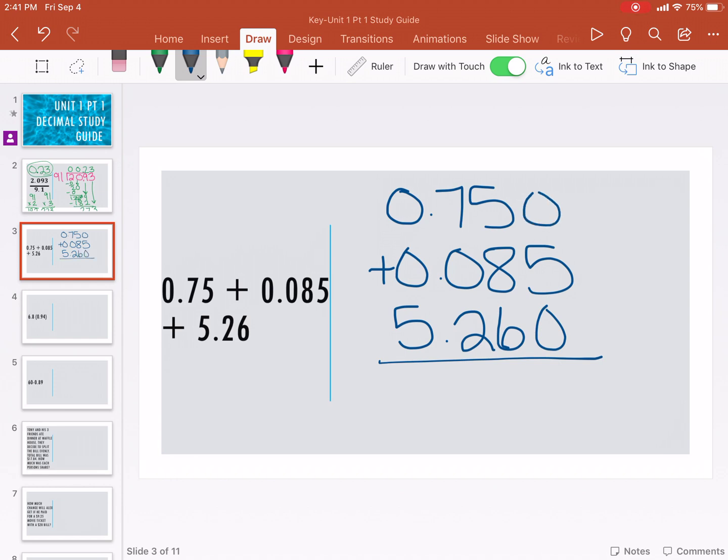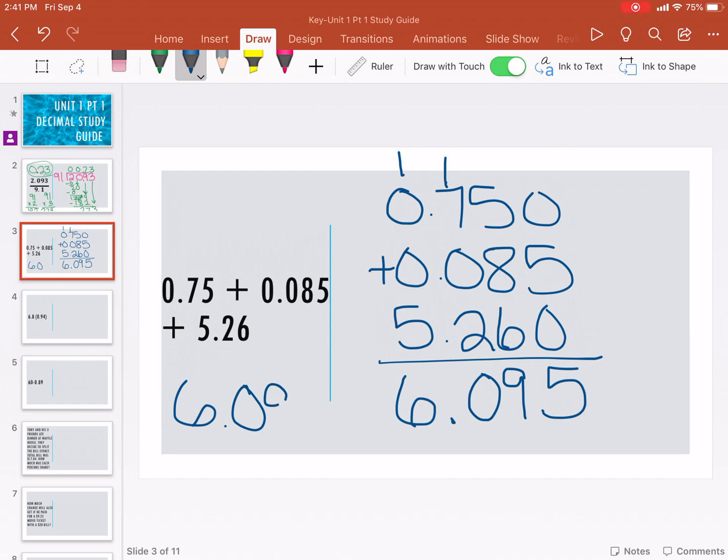Okay, 0 plus 5 plus 0 is 5. 5 plus 6 is 11, plus 8 is 19. 7 plus 1 is 8, plus 2 is 10. 5 plus 1 is 6, and bring your decimal straight down. 6 and 95 hundredths. Make sure you line that decimal up.